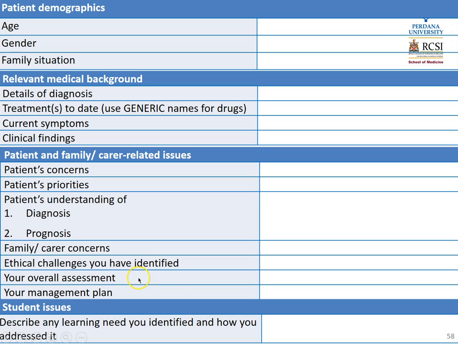What's your overall assessment? What will be your management plan? So this is what you would do, not what is being done currently. If you have any other ideas about how to do things differently, this is where you'd write it in. And then annotate here any learning need that you have identified and also how you address this.